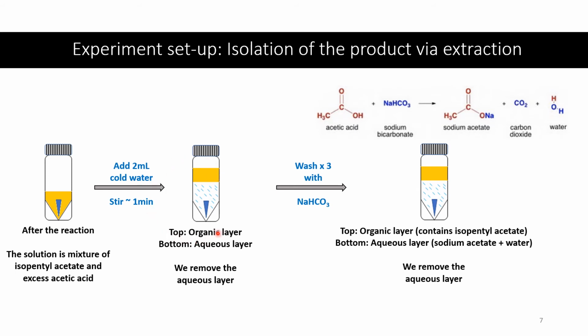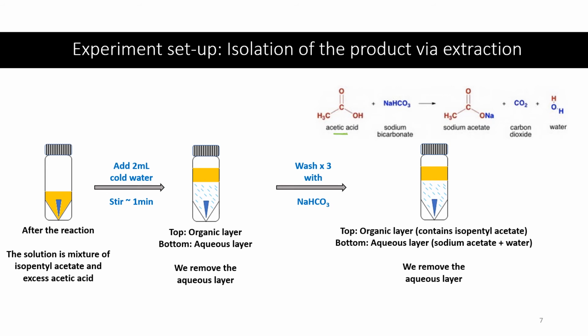We're going to wash it with water at least twice in order to draw out water that is combined with the organic layer. And next, we are going to wash the organic layer at least 3 times with sodium bicarbonate, which is a base, and the sole purpose of washing the organic layer with sodium bicarbonate is to remove that excess amount of acetic acid.